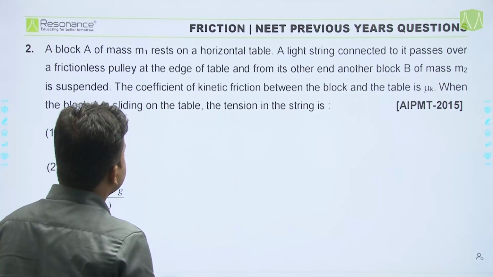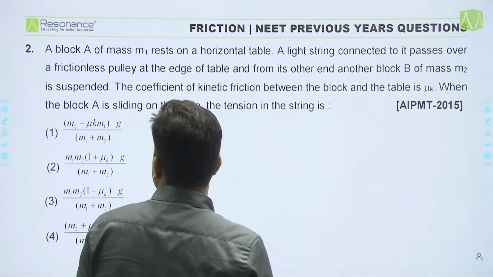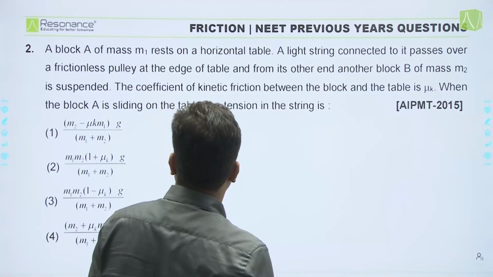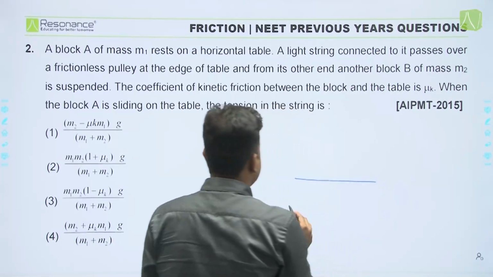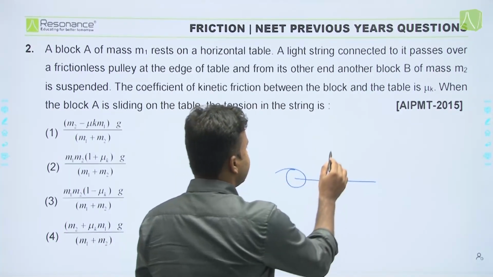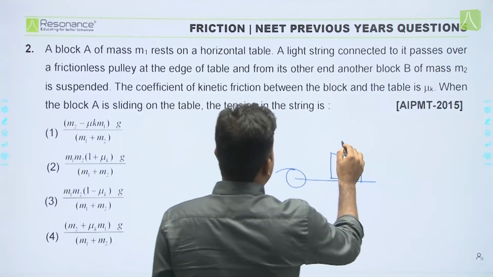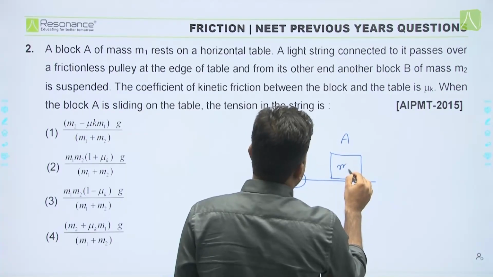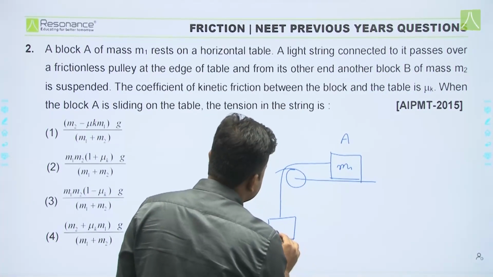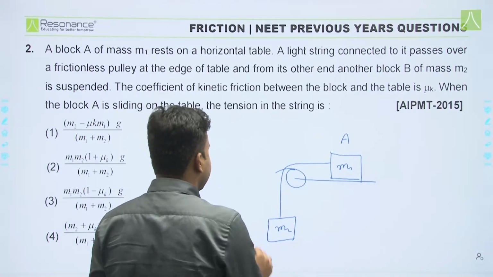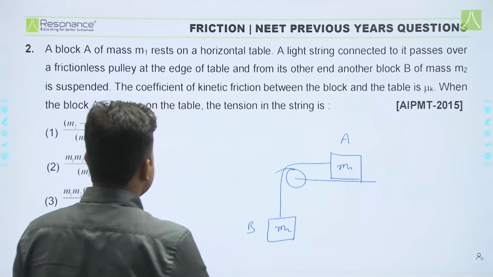The coefficient of kinetic friction between the block and the table is mu k. When the block A is sliding on the table, the tension in the string. So, the question: by the diagram we understand what they are asking. Here we have a block A which has mass m1. This one is connected with a string to another block of mass m2 which is hanging here, the block B. Now this system is moving.